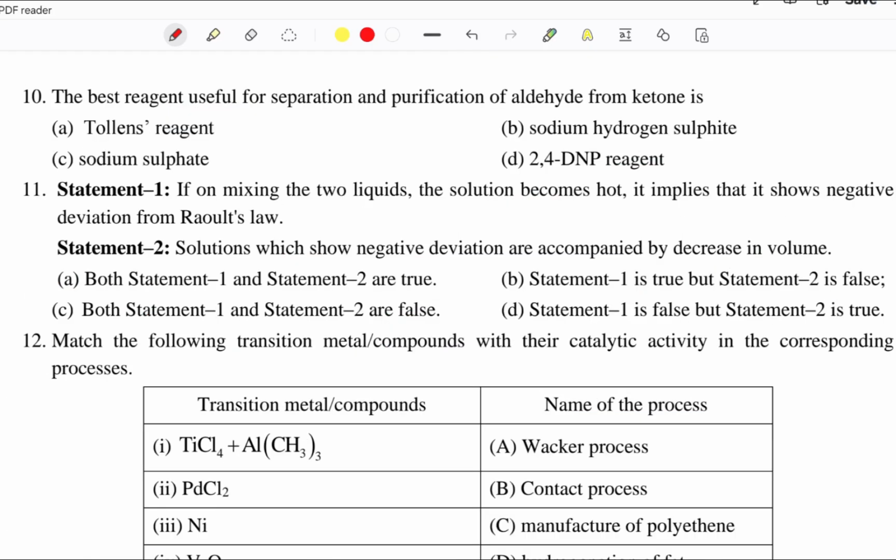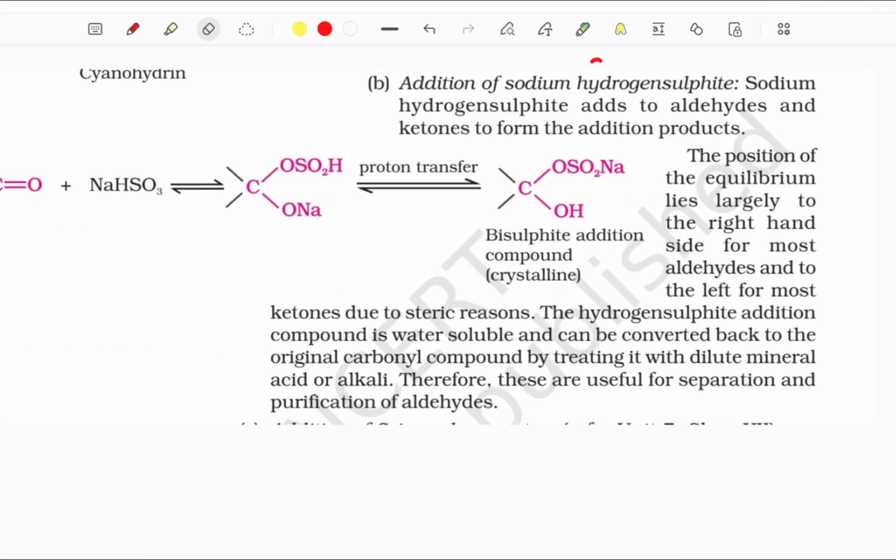Question number 10. The best reagent useful for separation and purification of aldehyde from ketone. The correct answer is option B, sodium hydrogen sulfite. This question we can explain from the NCERT textbook. The reaction between carbonyl compounds and NaHSO3 produces a bisulfite addition compound. It is crystalline in nature. And see the last point from this, these are useful for separation and purification of the aldehydes.